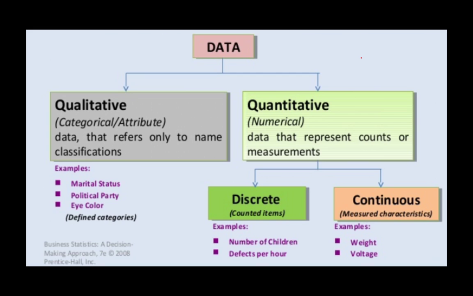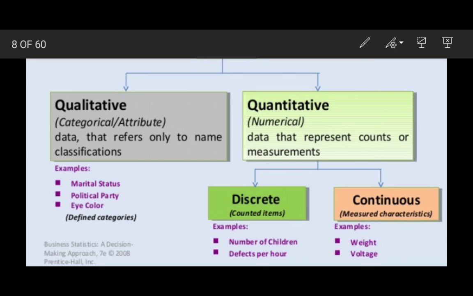So now let's see examples of qualitative and quantitative data. As I told you, qualitative means data that refers only to name classifications, which can give you only quality. Examples are marital status, political parties, eye colors, anything which can give you only name classification. Then quantitative data represent counts or measurements, where we are dealing with numbers.